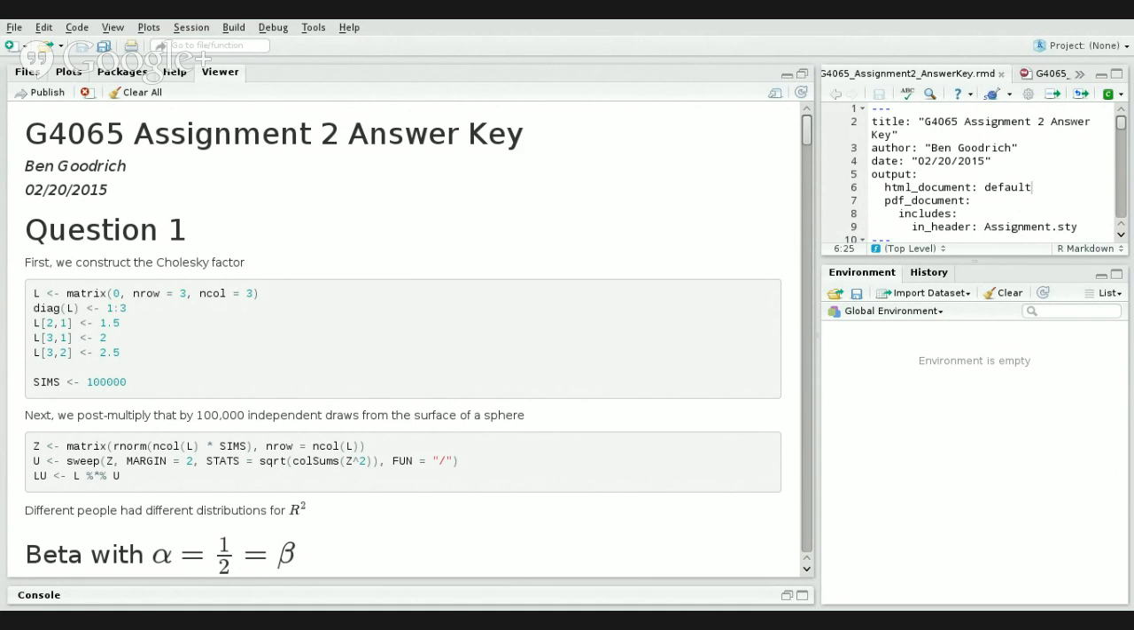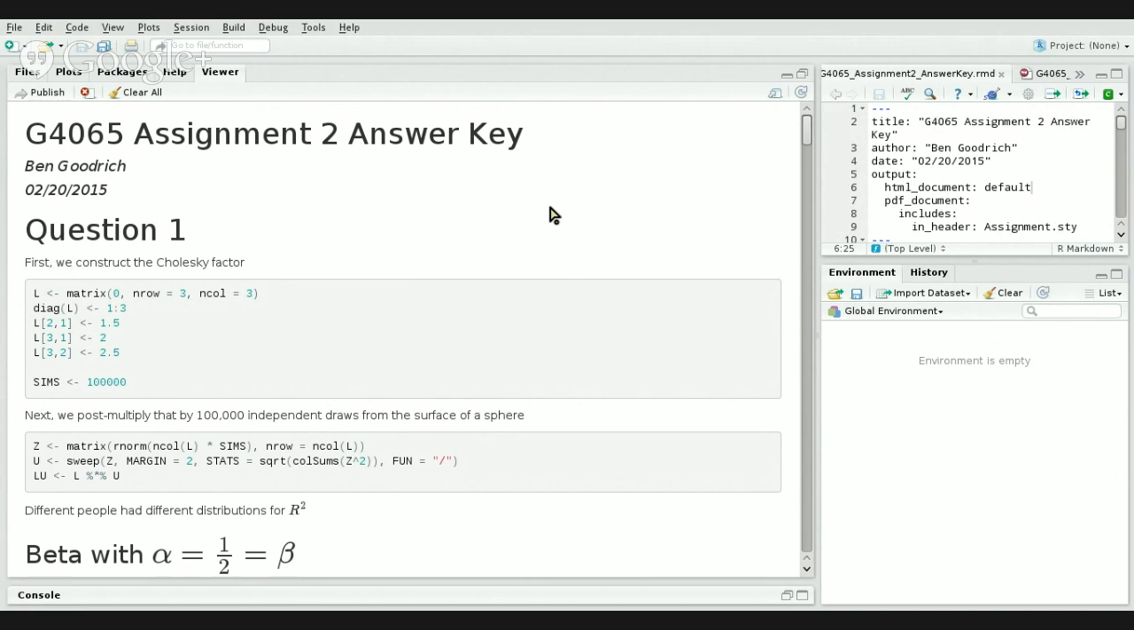Okay, so this is the section for February 20th. We're going to start by going over the answers to the homework. The answer key is on Courseworks now.